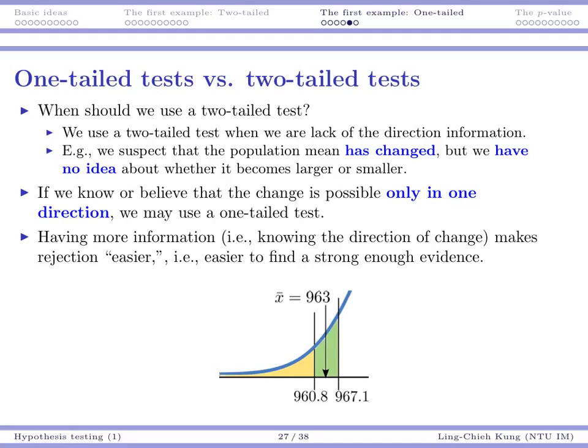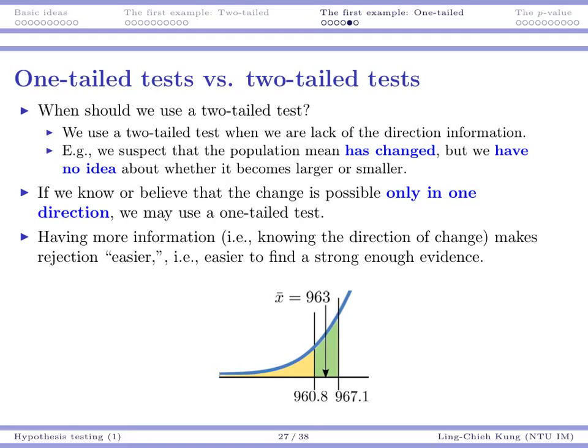If we know or believe that the change is most likely or possible only in one direction, then we should use a one-tailed test. For example, in the candy bag problem, some people told us that they suspect that mu becomes smaller. And if mu becomes smaller, that's really a problem. We need to do something to fix the problem. So we suspect mu is too small, and mu being too small is a problem. So we test whether mu is really too small. Then we use a one-tailed test.